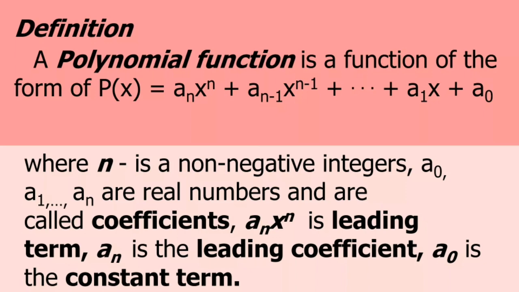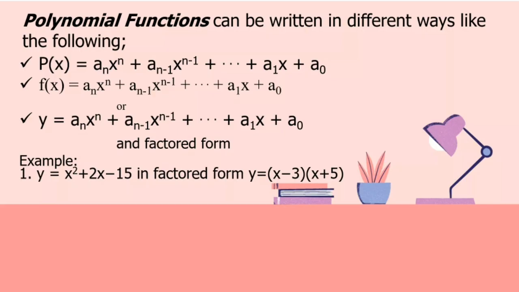A polynomial function is a function of the form p of x is equal to a sub n x raised to n plus a sub n minus 1 x raised to n minus 1 plus and so on, plus a sub 1 x plus a sub 0, where n is a non-negative integer, and a sub 0, a sub 1, up to a sub n are real numbers called coefficients. A sub n x raised to n is the leading term, a sub n is the leading coefficient, and a sub 0 is the constant term.